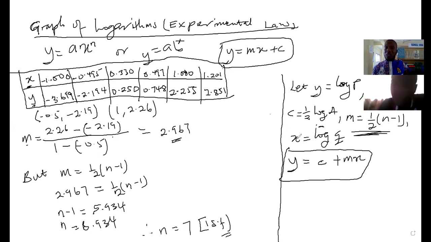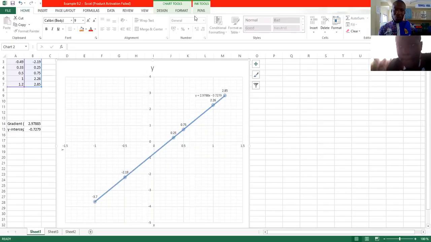From this equation here, the c is the y-intercept, just like you said. So we just need to go back to the graph and check our y-intercept from there. Can you see the graph? Let me share the graph screen with you. So you can see now.